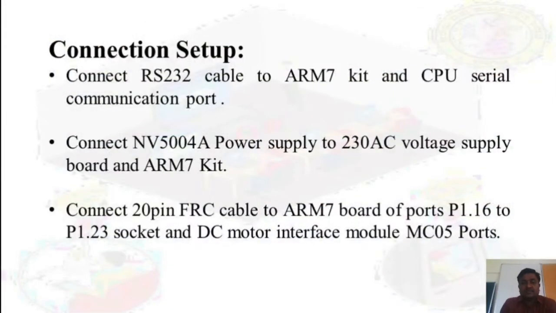Now the connection setup. First, connect the RS232 cable to the ARM7 kit and the CPU serial communication port. Connect the NV5004A power supply to the AC 230 volt supply board, and one end to the ARM7 kit. Connect the 20 pin FRC cable to the ARM7 board ports P1.16 to P1.23 socket and the DC motor interface module MC05 ports. Here in our programming, we have used port 1, P1.16 to P1.23 socket.